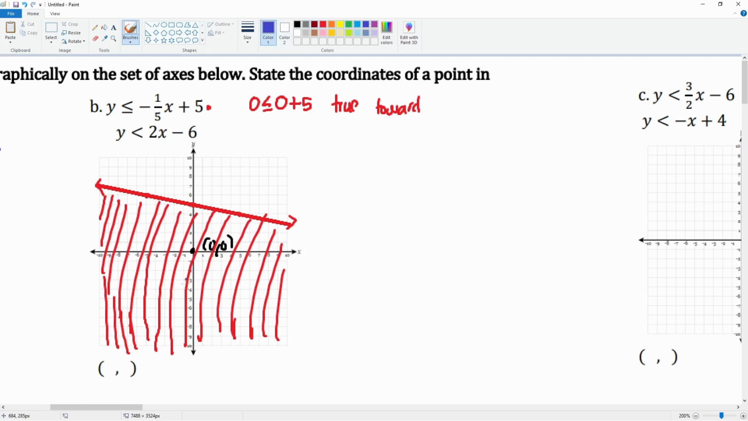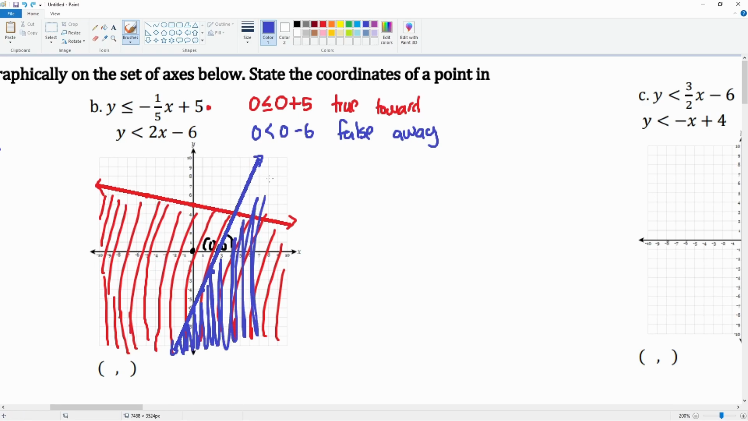Okay, let's do the next one. This is -6. We go up 2 across 1, up 2 across 1, down 2 across 1. That looks like the next one here. And then we need to test 0, 0. Is 0 less than 0 minus 6? Is 0 less than -6? This is false, so we're going to shade away. Do you see how this is towards? You want it away. So these are everything that is away from 0, 0.